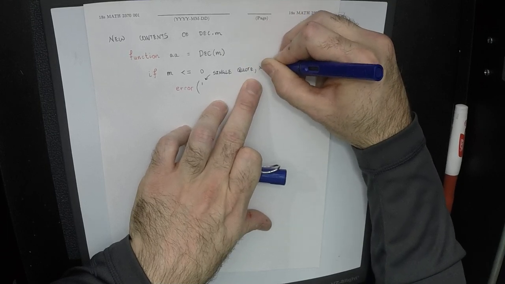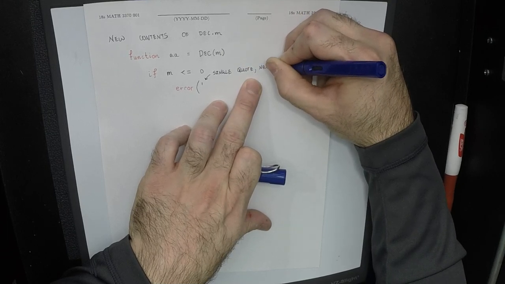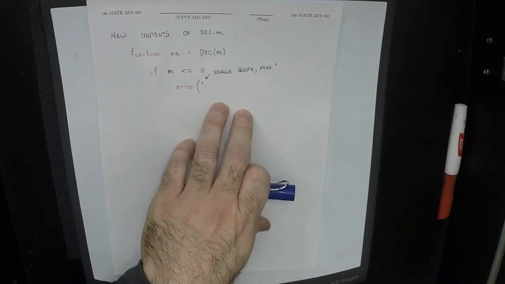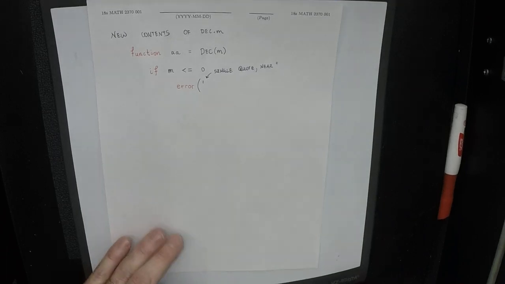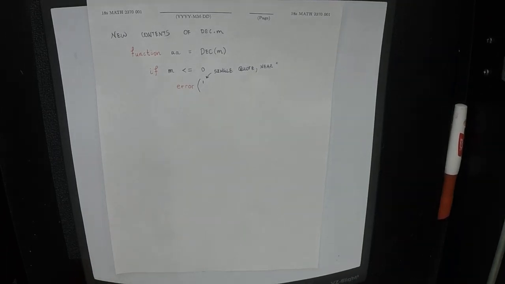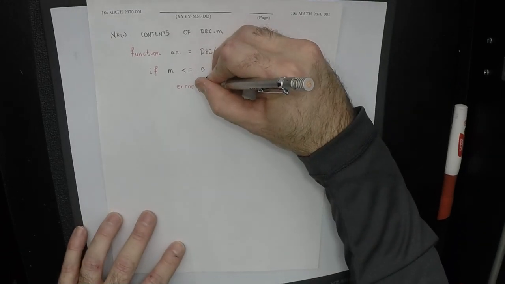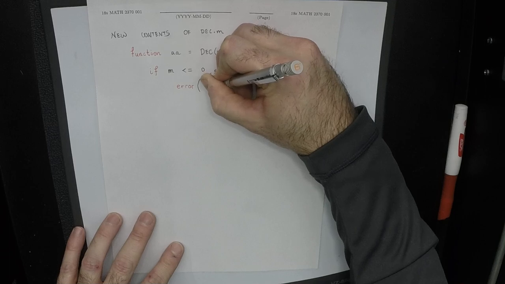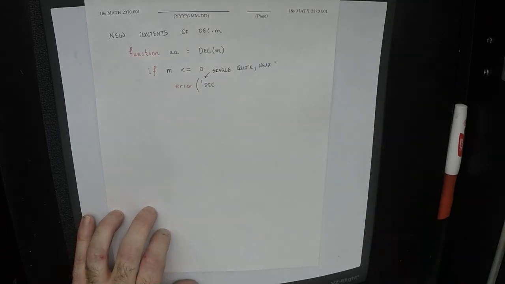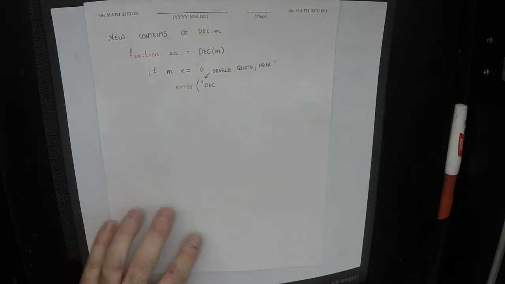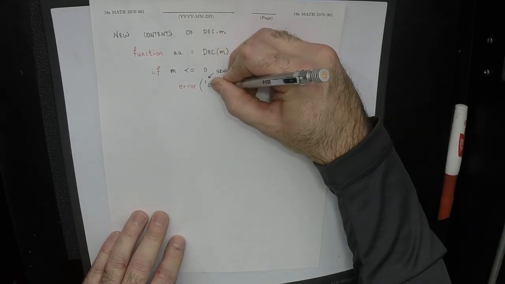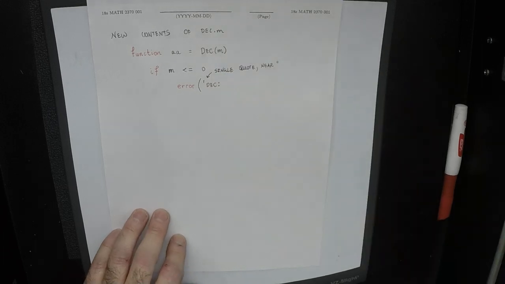It is near the double quote mark over by your right pinky. So that's a single quote. And now we're going to write DEC to indicate that we're in the dec function. And then a colon.